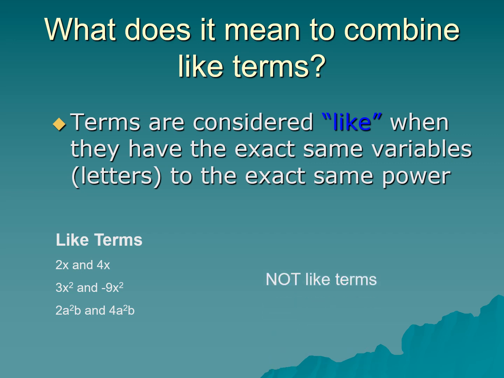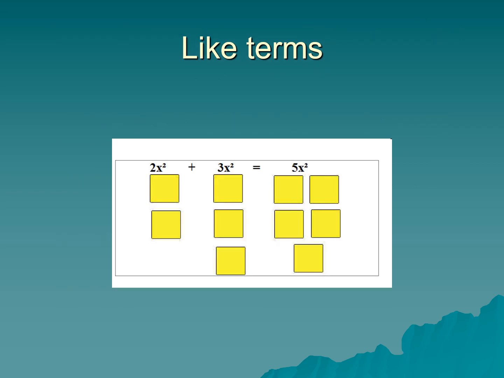You'll notice the only thing different about the terms is the coefficient, which indicates how many of each term there are. Things that are not like terms would be 2 things with different letters, or something with a letter and something without, or the same letters but to different powers. So if you notice on the last example, the b is squared, and on the other one, the a is squared, which makes these unlike or not like terms.